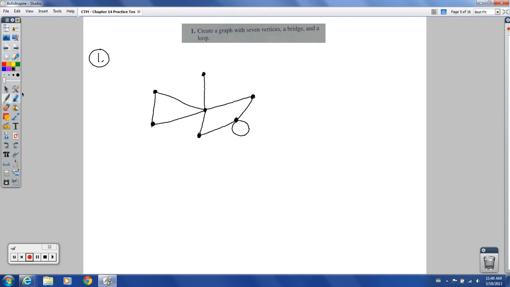And if I were to do that, then I've got a loop. My loop is right here. This is my loop. And this one would be my bridge, because if I remove that, I then have a disconnected graph. So I guess, technically this would have to be all connected. If I'm going to have a bridge, it makes it a disconnected graph. Okay, and I think beyond that, let me just double check my vertices. Yep, I got 7 vertices, and so that would be a solid example of what the criteria is for problem 1.